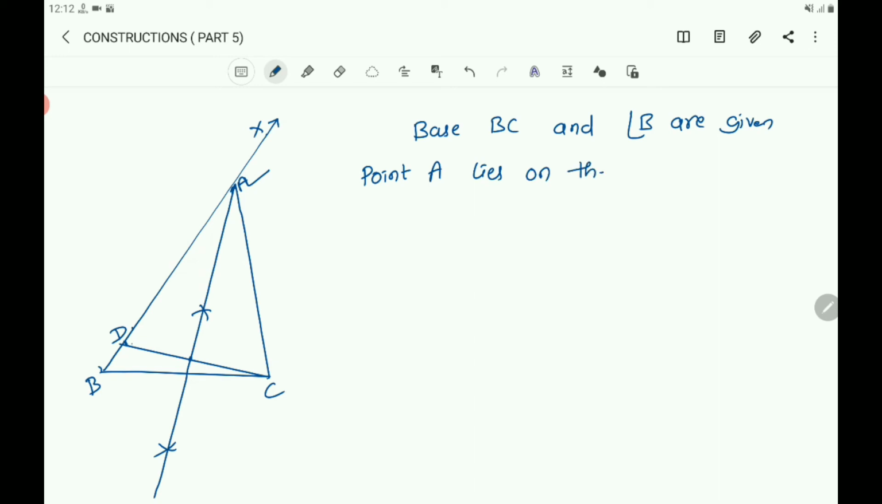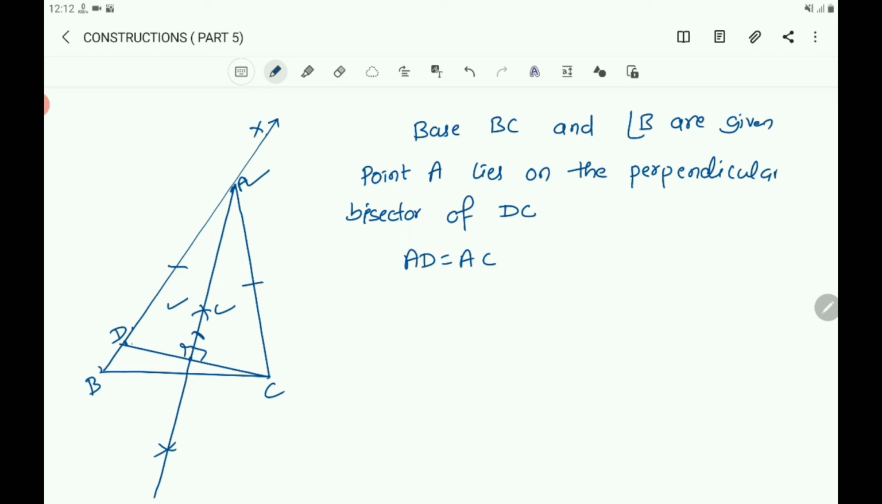Point A lies on the perpendicular bisector of DC. So you can have AD equals AC, because if you compare these two triangles, this is the common side, these two angles are equal, and according to the AAS congruence rule, you can have AD equals AC.